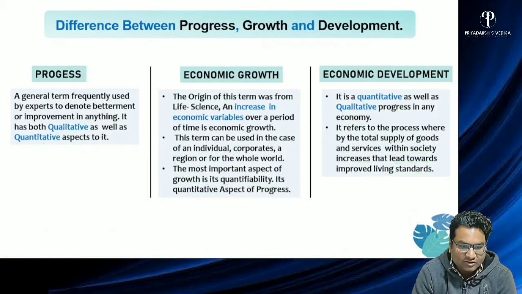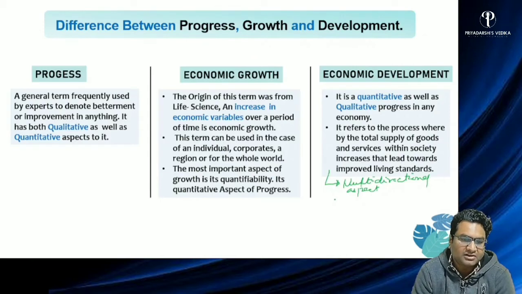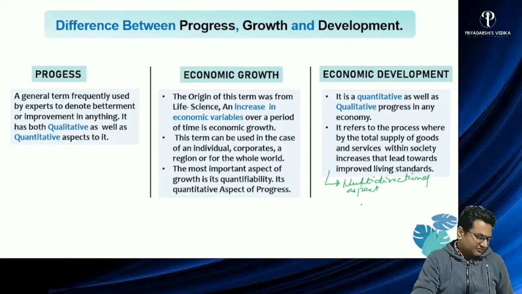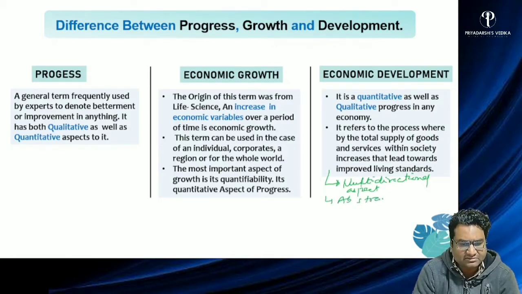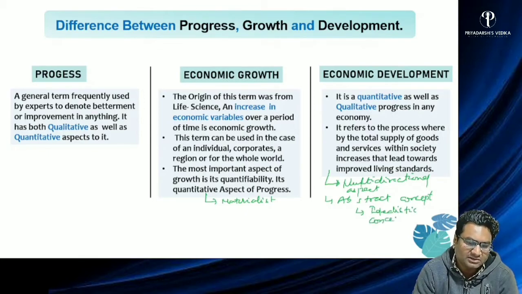Let's see this economic development. You can see that it is a kind of multi-directional aspect, because it does not only speak about quantity, it also speaks about the qualitative aspect of life, the betterment of life. It's an abstract concept. See, here it was a materialistic concept, right? This is an abstract concept. Why is it abstract? It is the idealistic concept, or you can say a conceptual thing.